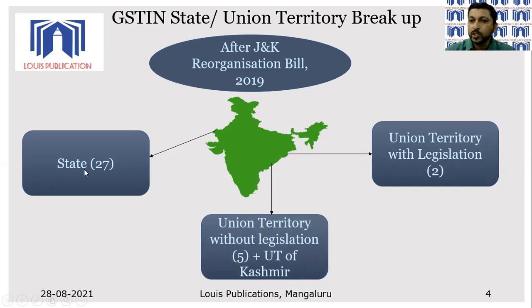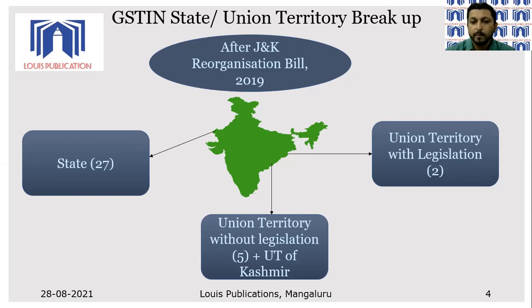So depending upon which state you are, depending upon which union territory you are, whether that union territory has a legislation or not. Now, what do you mean by union territory with legislation? If a union territory has a council of ministers, there is a chief minister who is functioning as far as that particular union territory is concerned. We have 2 examples. We have Delhi and we have Puducherry. These are the 2 union territories. These are with legislation.